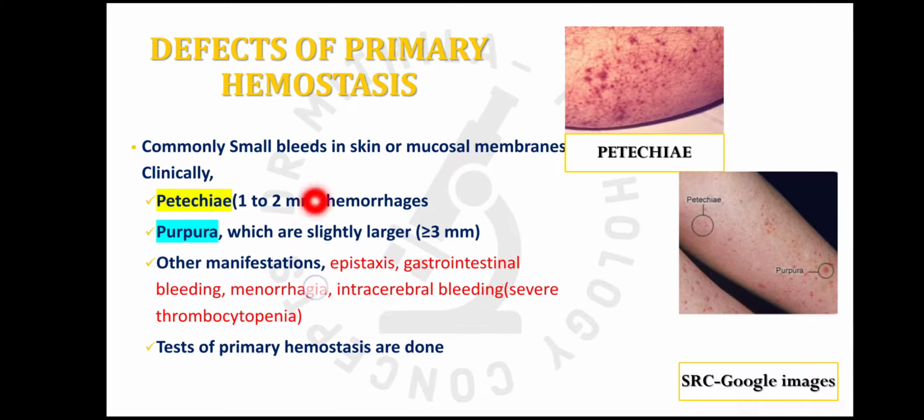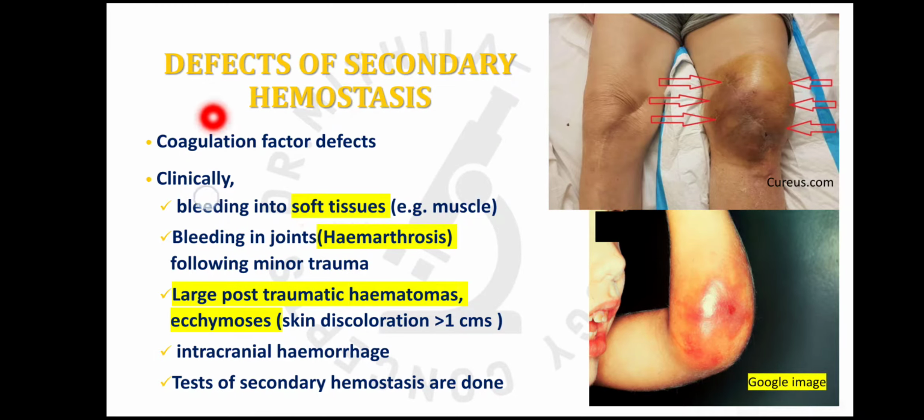So in this slide you need to know that in the platelet disorders, the commonly clinically seen lesions are petechiae and purpura. Petechiae less than or equal to 2 millimeters, and purpura they are larger, more than or equal to 3 millimeters but less than 1 centimeter. Next, when there is a defect in the secondary hemostasis or there is any coagulation disorder, then large bleeds generally occur, and there is bleeding into the soft tissue, like sometimes intramuscular bleeding can be there.